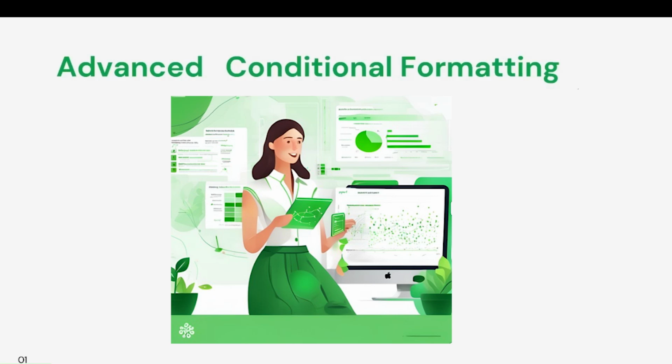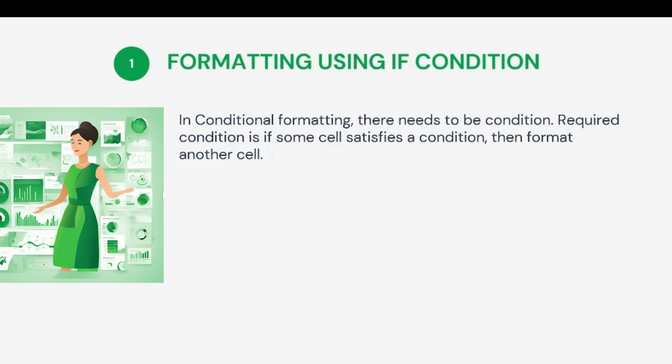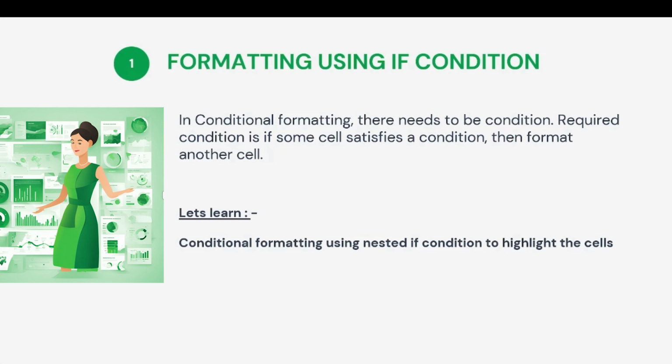Hi everyone. In this video, we are going to learn advanced conditional formatting. Let's start our conditional formatting using if condition. As the name says, in conditional formatting, there needs to be a condition. The required condition is, if some cell satisfies a condition, then format another cell. In this video, let's learn conditional formatting using nested if condition to highlight the cells.